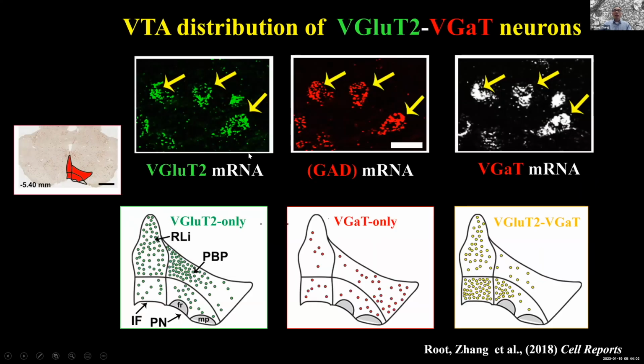By detecting VGluT2 mRNA and GAD mRNA or VGAD mRNA using RScope, we demonstrate the distribution of VGluT2 only, VGAD only, or VGluT2 VGAD dual neurons. Previously people thought glutamate neurons have VGluT2 and GABA neurons have VGAD. But we found, interestingly, that VGluT2 and VGAD are co-expressed in this neuron.